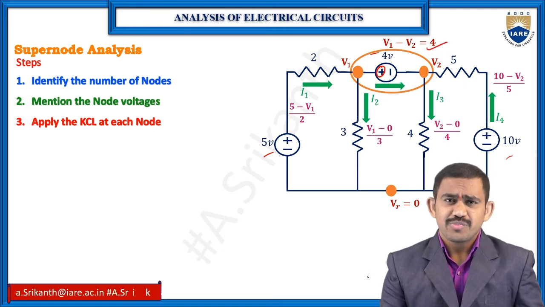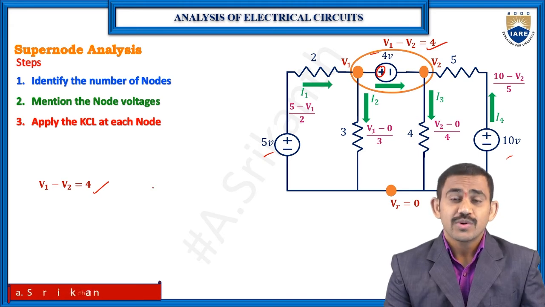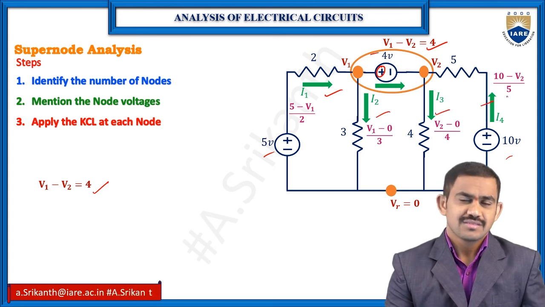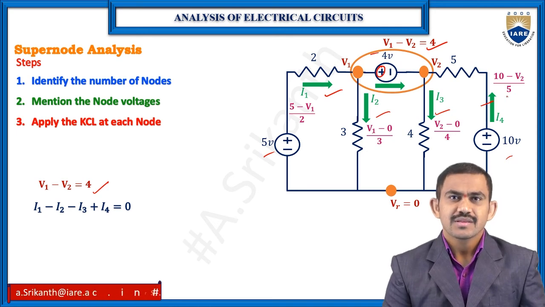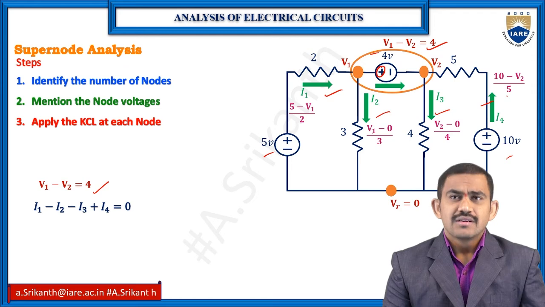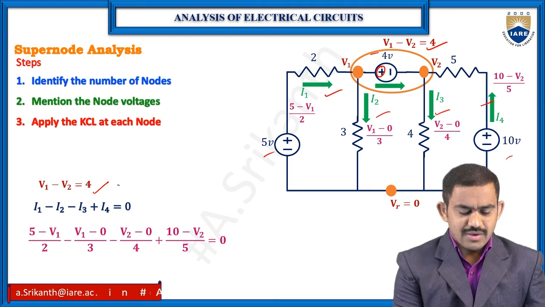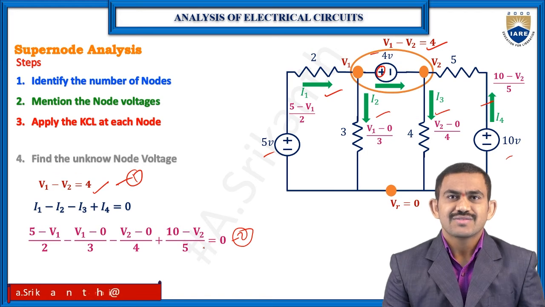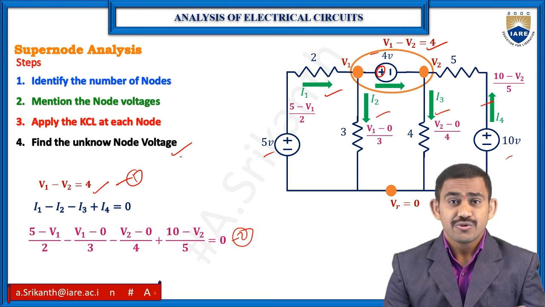Then write the equation for the super node, and we also have the ideal voltage source equation. This is my ideal voltage source equation. For the super node equation, I1 is incoming, I2 is outgoing, I3 is outgoing, and I4 is incoming. Then I1 minus I2 minus I3 plus I4 equal to 0. Then it is simple: substitute the I1, I2, and I3 values. This is equation 1 and this is equation 2. Solve those equations and we get the V1 and V2 values, the nodal voltages.